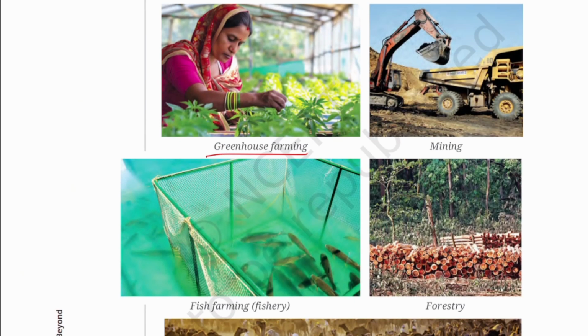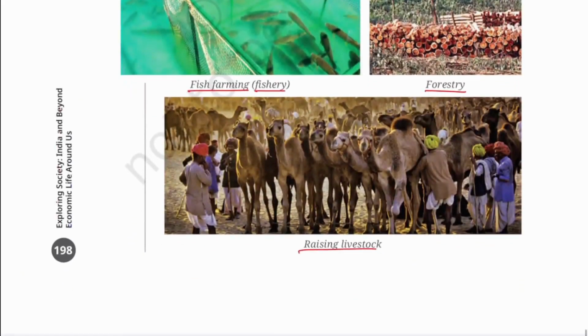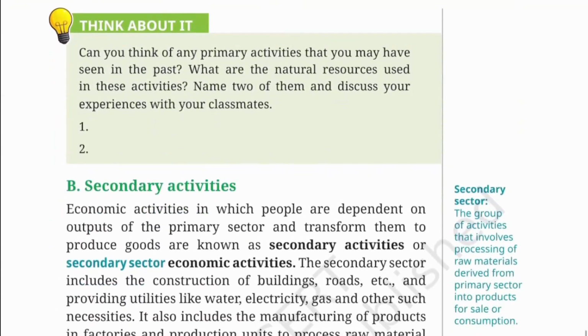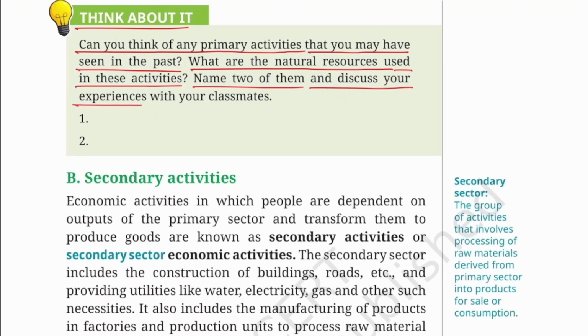Greenhouse farming, mining, fish farming, fishery, forestry, raising livestock. Think about it. Can you think of any primary activities that you may have seen in the past? What are the natural sources used in these activities? Name two of them and discuss your experiences with your classmates.